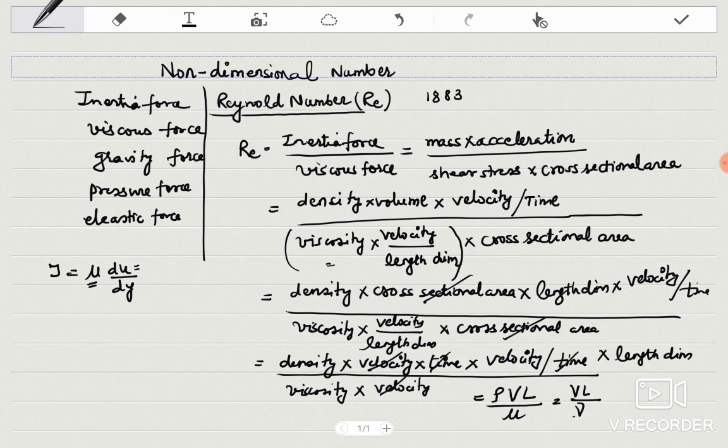The second point is that it specifies the flow pattern, because it is related to viscosity, which is producing the resistance. It is related to inertia force, which resists the changes. So it specifies the flow pattern. And one of the controlling parameters of this Reynolds number is viscosity.